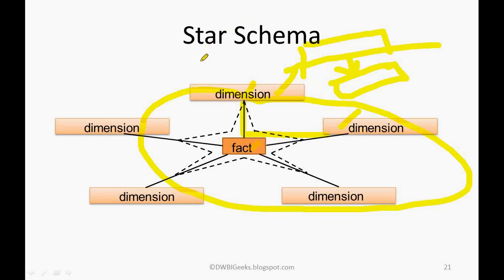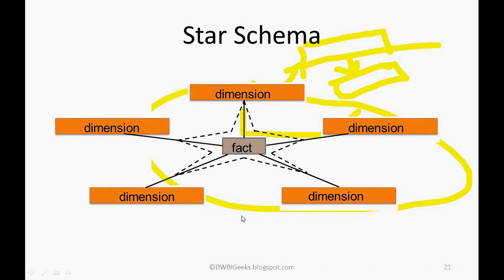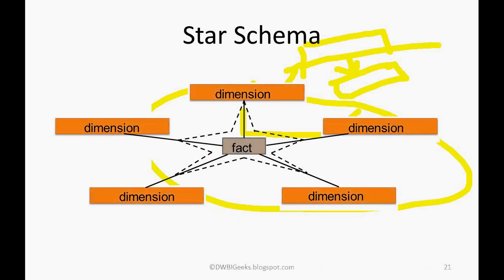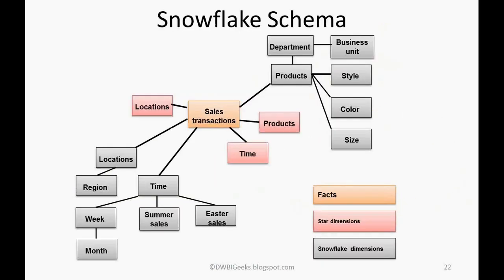This star schema is very important, because from tomorrow in our tool we are going to work only with star schemas. See here, this fact table directly has a relationship to these dimension tables. And coming to the snowflake schema.